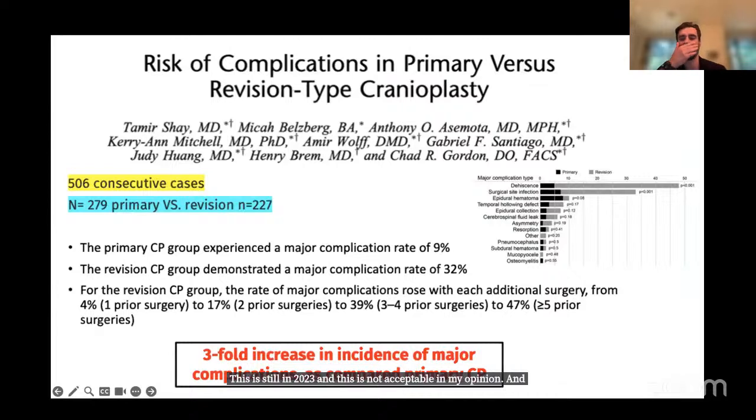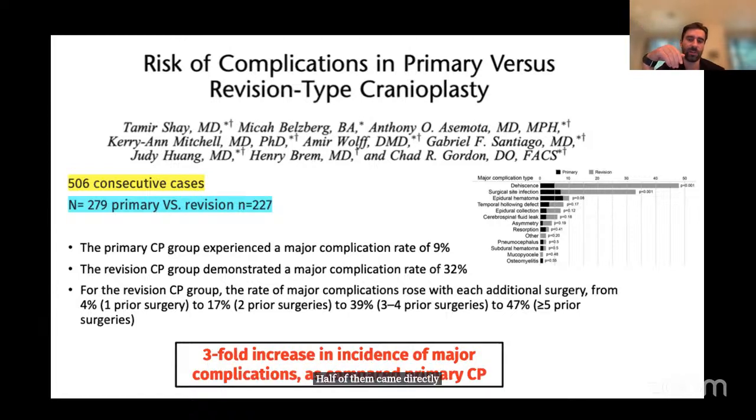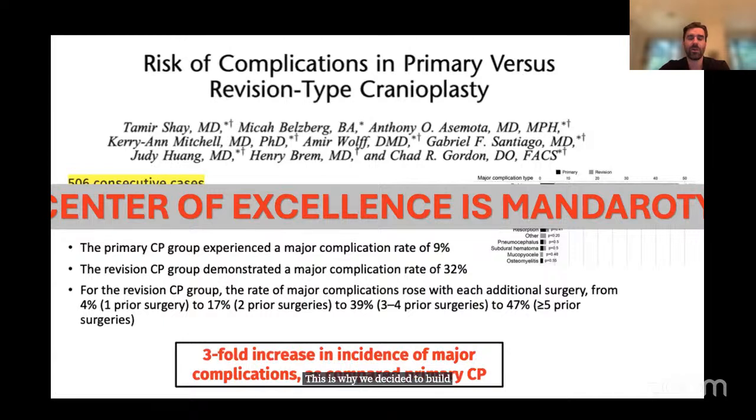And when you look at our studies, we studied 500 cranioplasties, half of them came directly to Johns Hopkins for cranioplasties, and half of them were revisions, meaning somebody tried to reconstruct the patients, and there was a failed attempt. And we found that when you had your cranioplasty elsewhere, there is a 3-fold increase in the incidence of major complications as compared to primary cranioplasty. And this is not surprising. This is why we decided to build a center of excellence, which will treat the East Coast of the United States. And we see patients from all across the country to deal with these tertiary, very complicated cases.